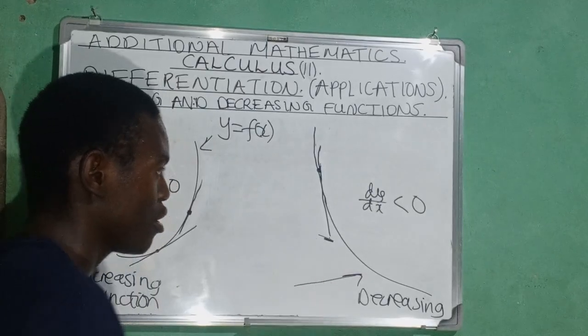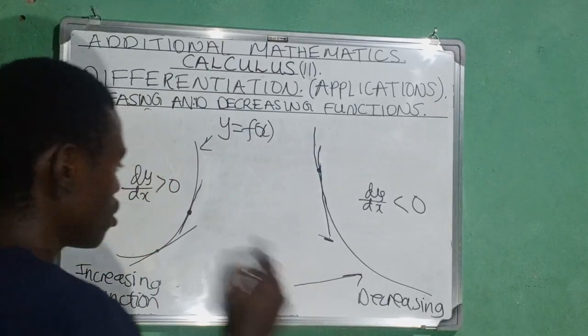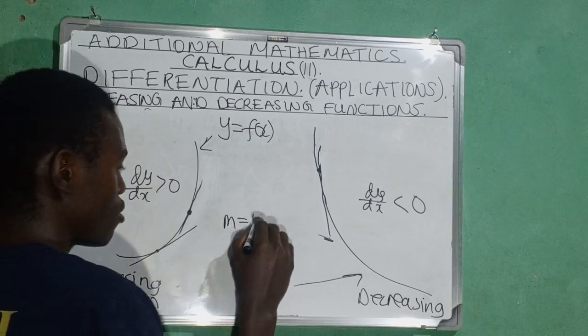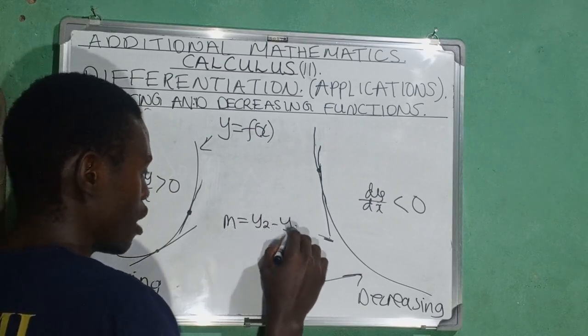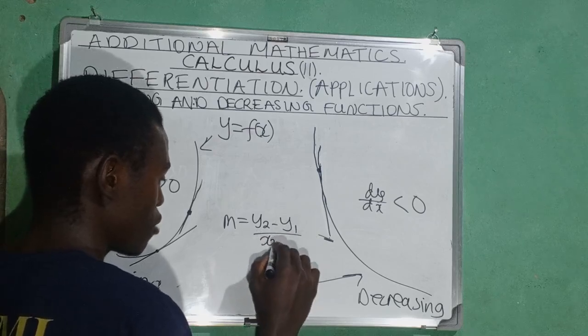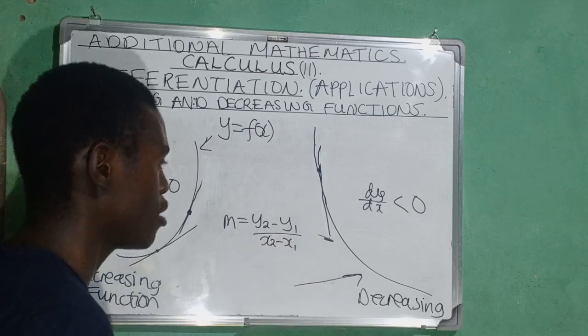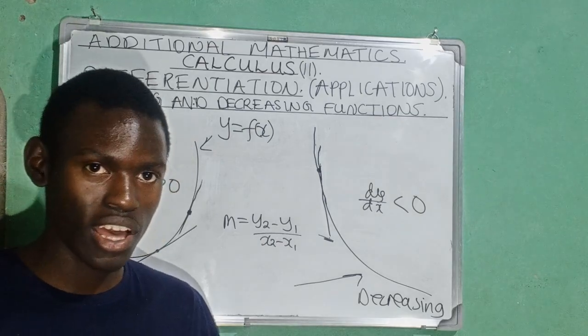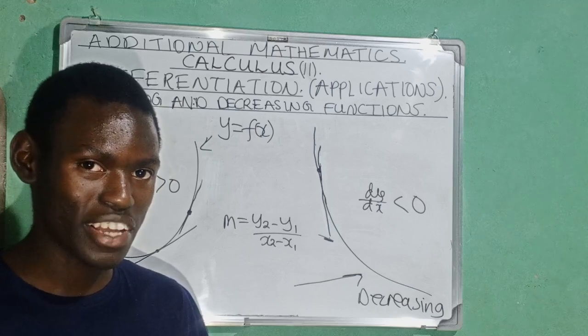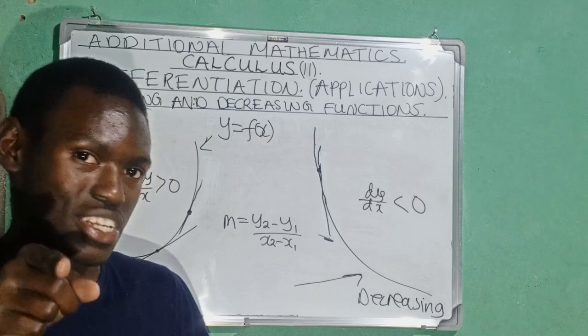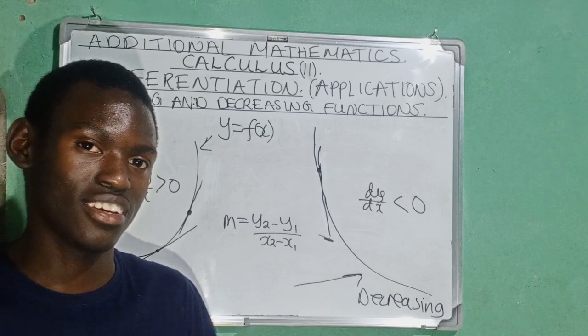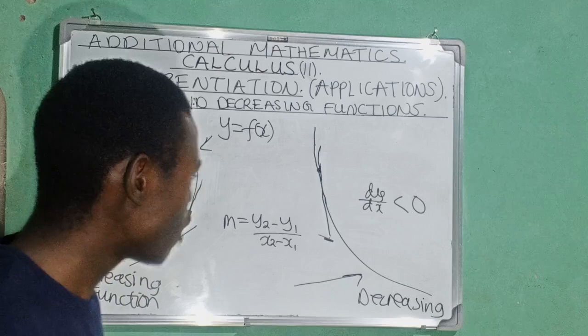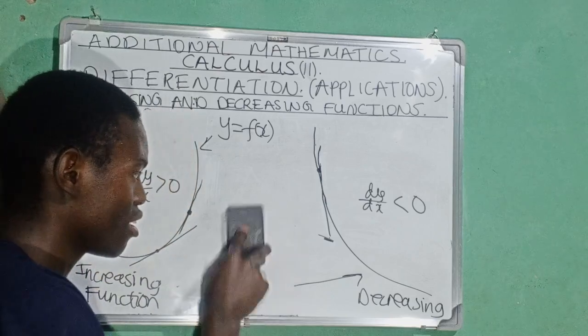Very simple. If you don't know the formula to use, the gradient is equal to y subscript 2 minus y subscript 1 over x subscript 2 minus x subscript 1. If we calculate the gradient of that line, we are also at the same time calculating the gradient of that point that we have been asked about. I hope that's clear.